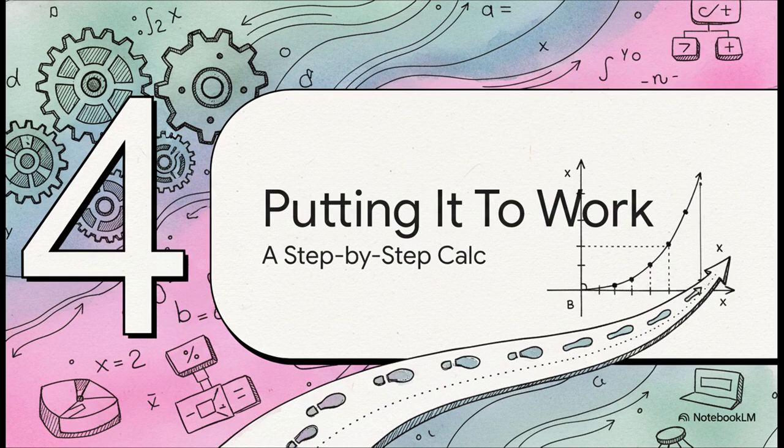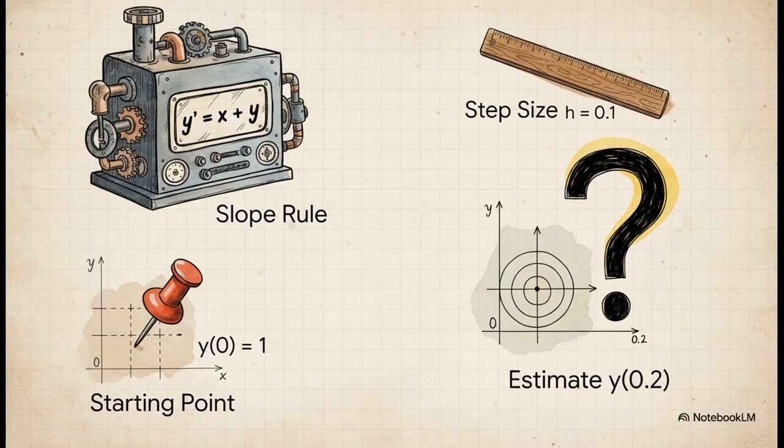Okay, theory is great, but let's get our hands dirty. It's time to actually run through a problem and see how this thing works. So here's our mission. The differential equation is y prime equals x plus y. That just tells us the slope at any point. We know we're starting at the point (0, 1), and we're going to take steps of size 0.1. The goal? Figure out the value of y when x gets to 0.2.